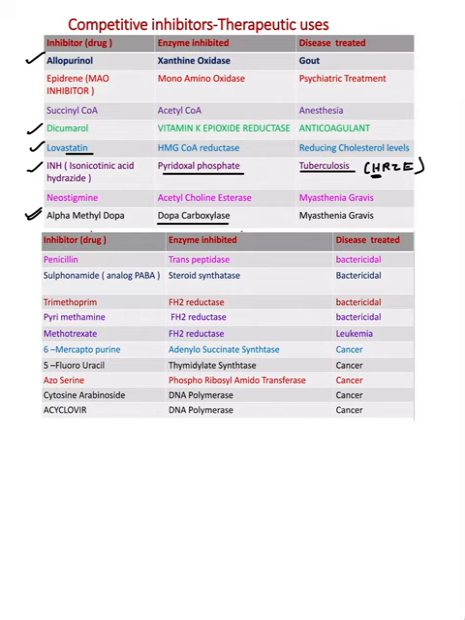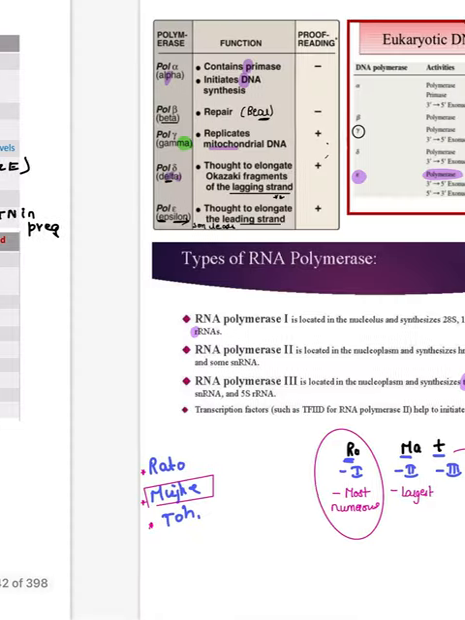And this is used for myasthenia gravis. This is basically used for hypertension in pregnancy. This is important, guys. So these are the various examples of the inhibitors, guys.